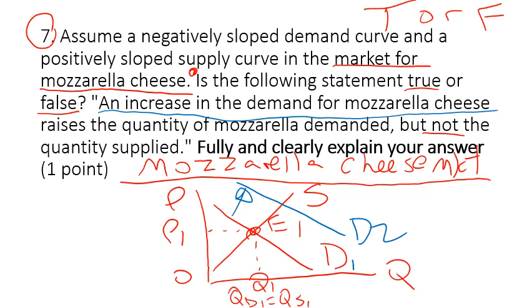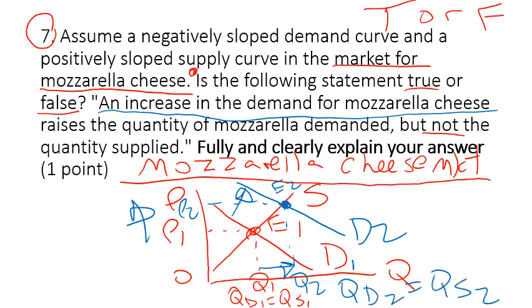So an increase in the demand for mozzarella cheese, well, let's see what it does, and then we'll see if the statement is true. So there's a new equilibrium here, E2. The price is higher from P1 to P2, and quantity is higher from Q1 to Q2. And Q2, this new equilibrium, means that QD2 is equal to QS2.